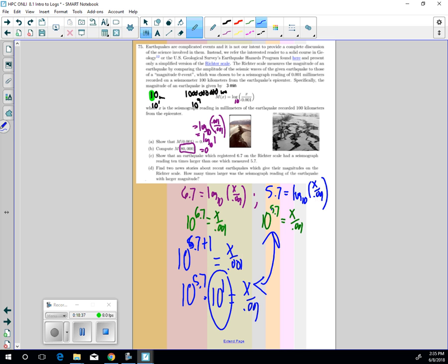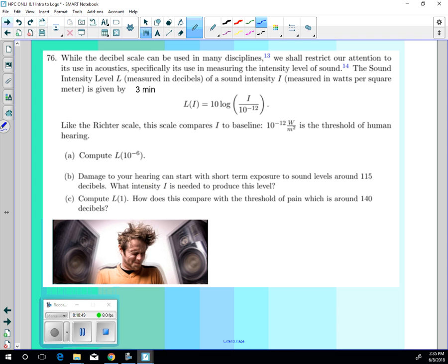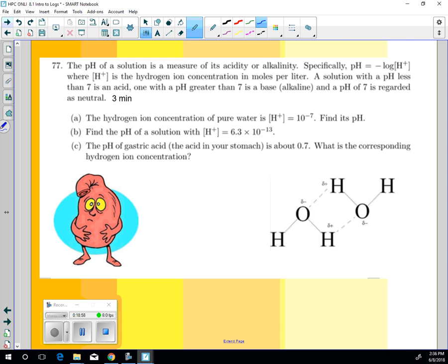Find 2 news stories, recent earthquakes which give magnitudes. How many times larger is it? So give this a try. Go online and see what you can come up with. Here's a problem you can do with decibels. Remember, log base 10 when you don't see a base. And then this one, it's a little hard to see, but this is your formula. pH equals negative log base 10 of the concentration of hydrogen ions. So if you know the number goes in here, take the log of that, take the opposite, you get the pH. And you can answer those questions.